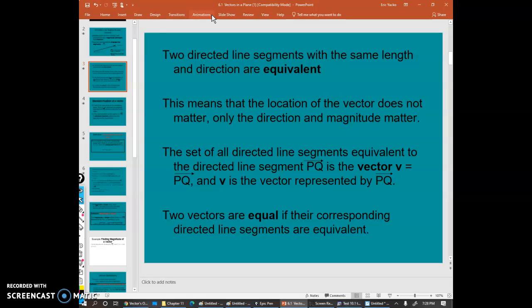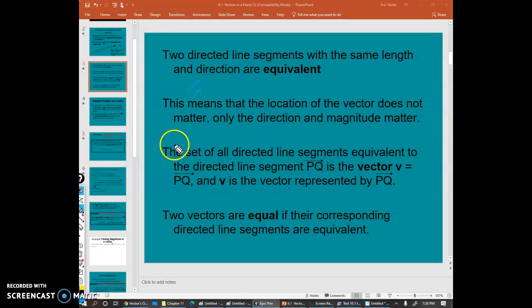This next slide tells you how you know if two vectors are equivalent. Basically, if they are facing the same direction and have the same length, they are equivalent, all right? They might not be exactly in the same spot, but as long as they're pointed the same way, they are equivalent. So like if I have a vector here, okay, and another vector of the same length right here, those two vectors are equivalent, all right?